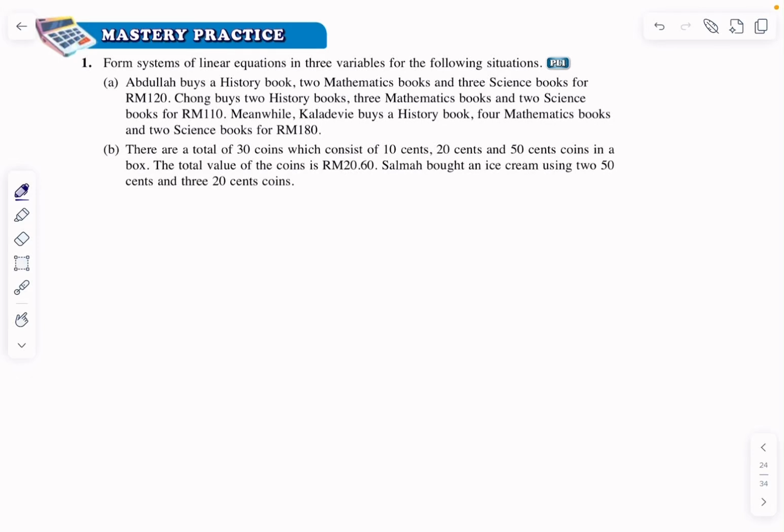Question 1. Form systems of linear equations in 3 variables for the following situations. Alright, let's look at A. Abdullah buys a history book, 2 maths books and 3 science books for 120. Right, so let's call history book X, mathematics will be Y, science will be Z. So he bought 1 history book, 2 mathematics books plus 3 science books, 420 ringgit.